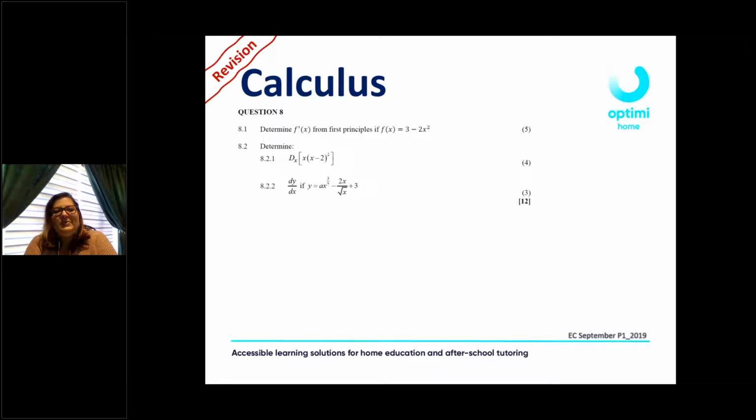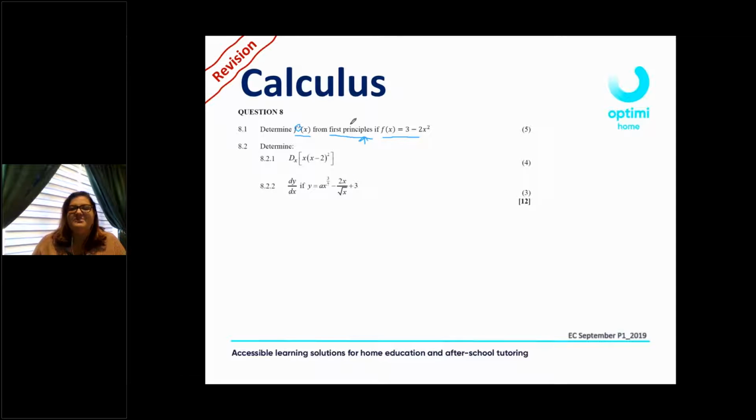Okay, so question 8 says, in 8.1, determine f accent x, now that accent over there actually tells me that they want the derivative. Please excuse the handwriting because I'm working with the mouse at this moment. Okay, so they want you to determine the derivative from first principles. So, like I said, they will always use these words. First principles, and that means that you should make use of a specific method to derive this equation.